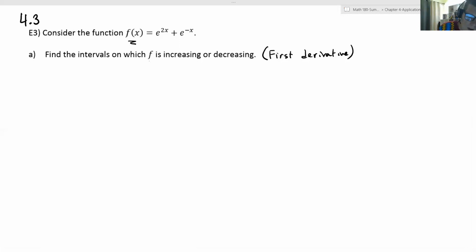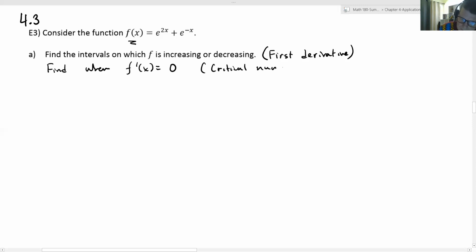So let's start out. What we want to do to find these intervals is find when f prime of x equals 0, which we have another name for. Those are called our critical numbers, okay? f prime of x equals 0, and when f prime of x is undefined.